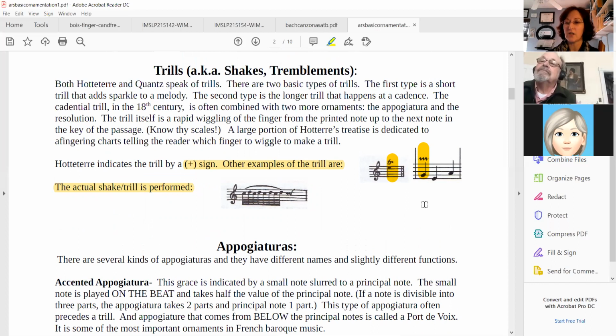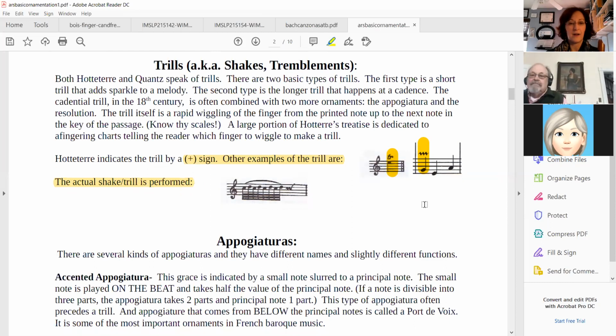Sometimes our modern editions will try to even them out and make them all the same. There is a theory running around that the plus sign is a longer trill and the squiggle sign is a shorter trill. But sometimes you wind up with the same number of wiggles, whether it's a plus sign or a wiggle sign.